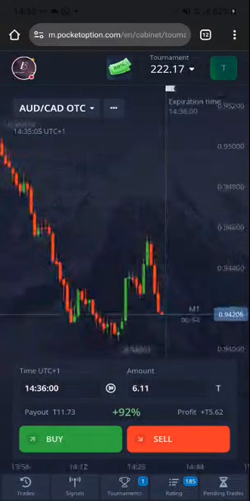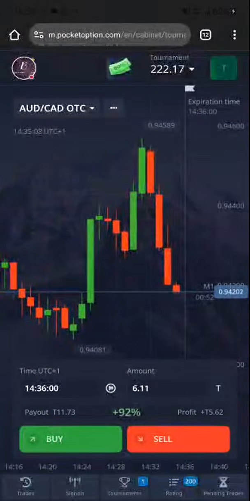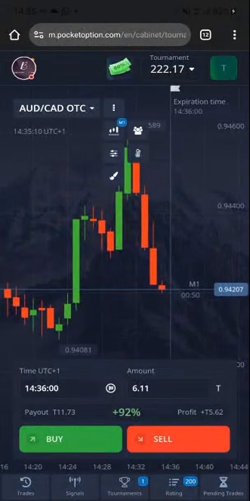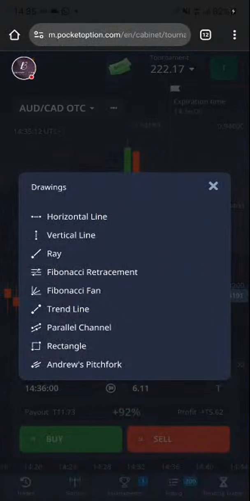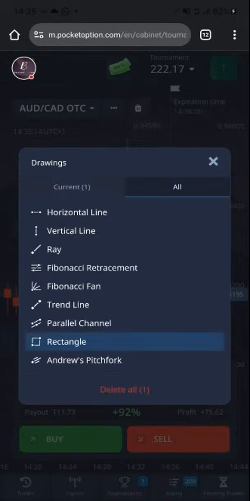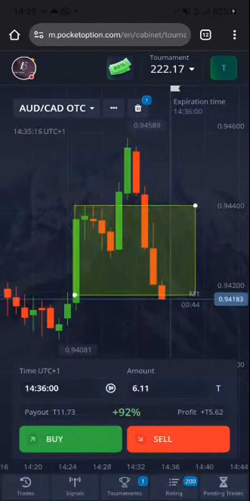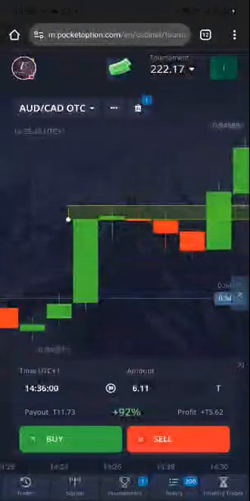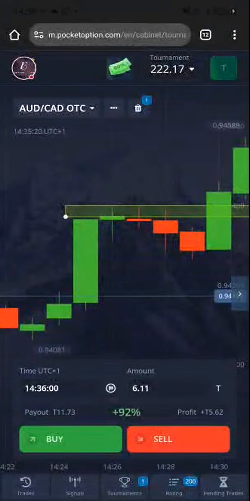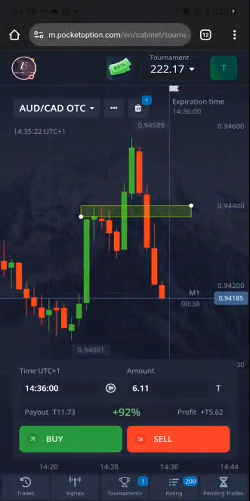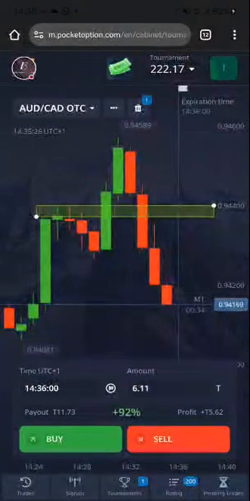Okay, fine. Look at this. We have a QM, and it's a beautiful QM. This is a QM. Look at this. This is a very beautiful QM. Look at this. Look at this. We have ABC to the upside, then push to the downside. It's a very beautiful QM.